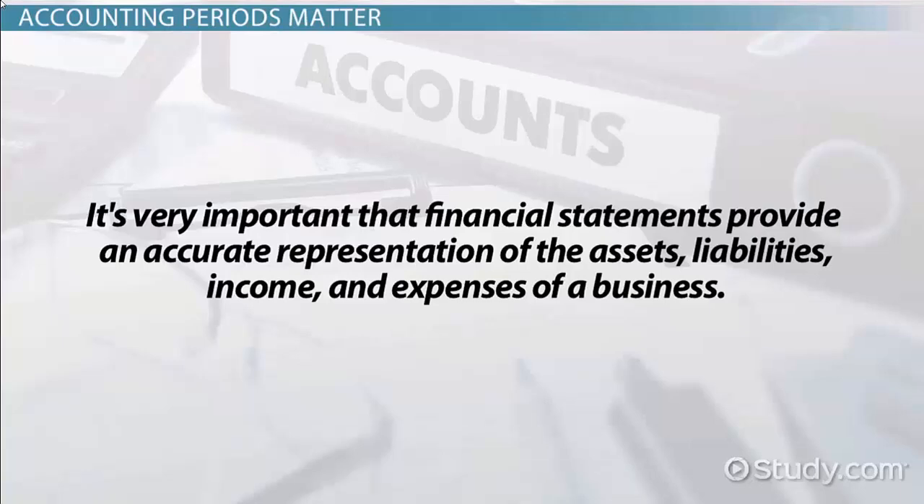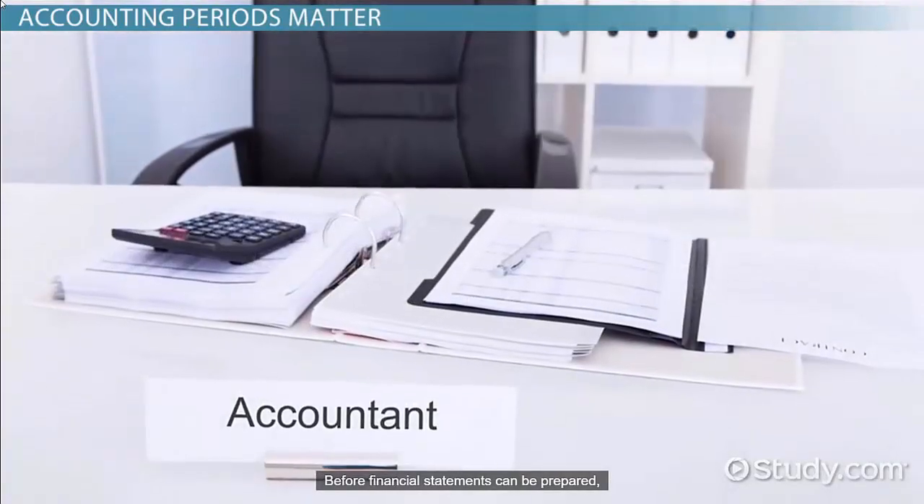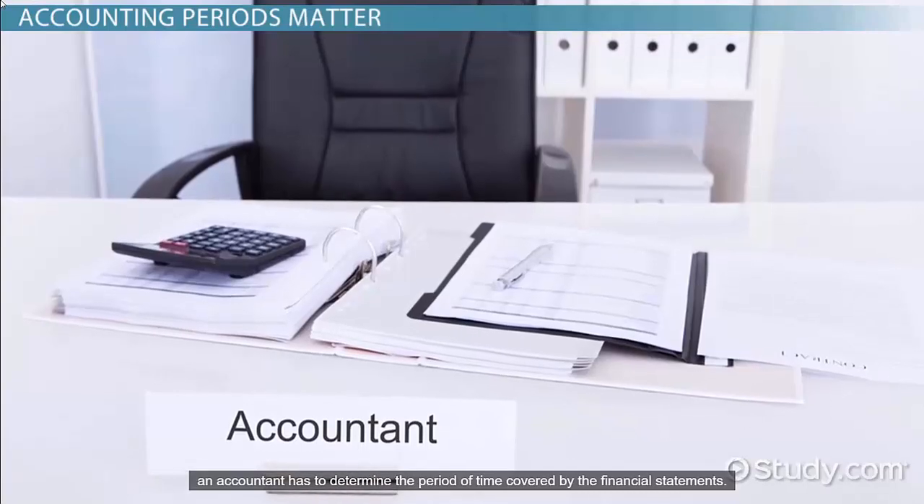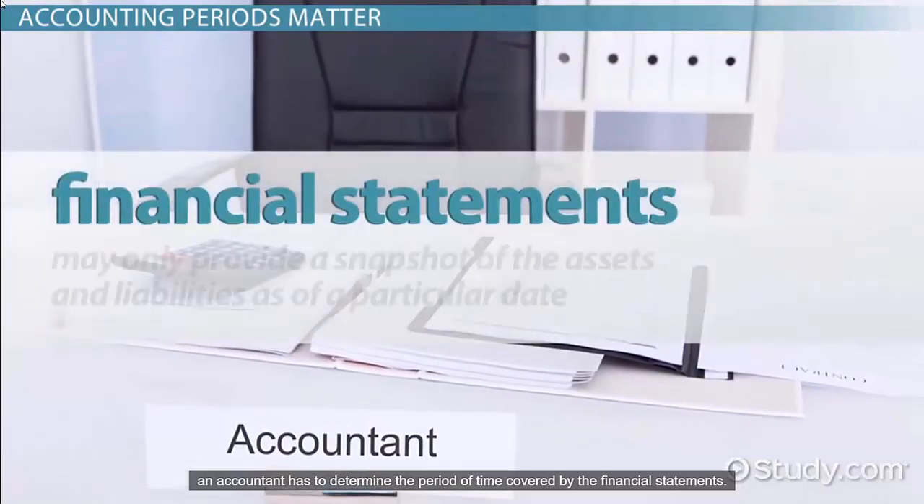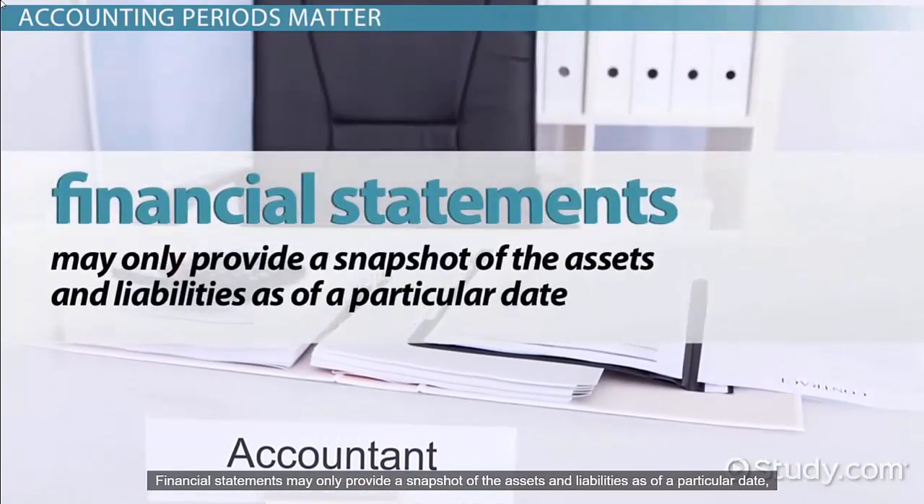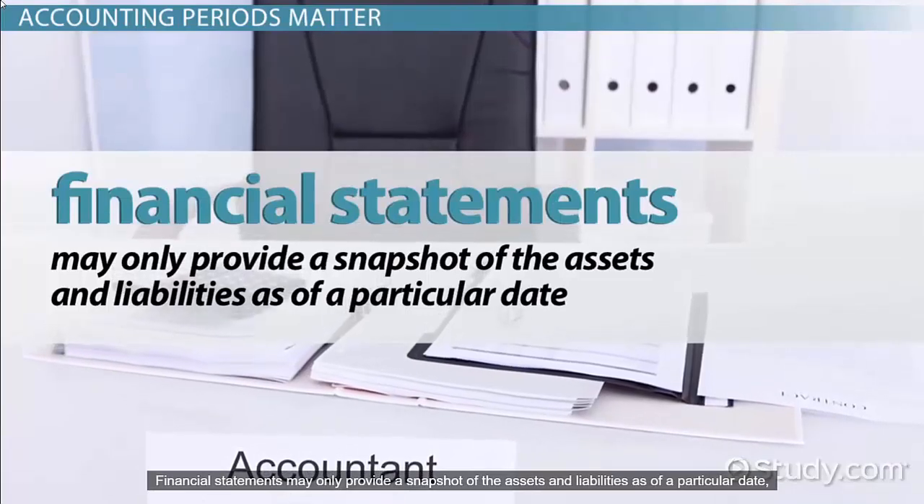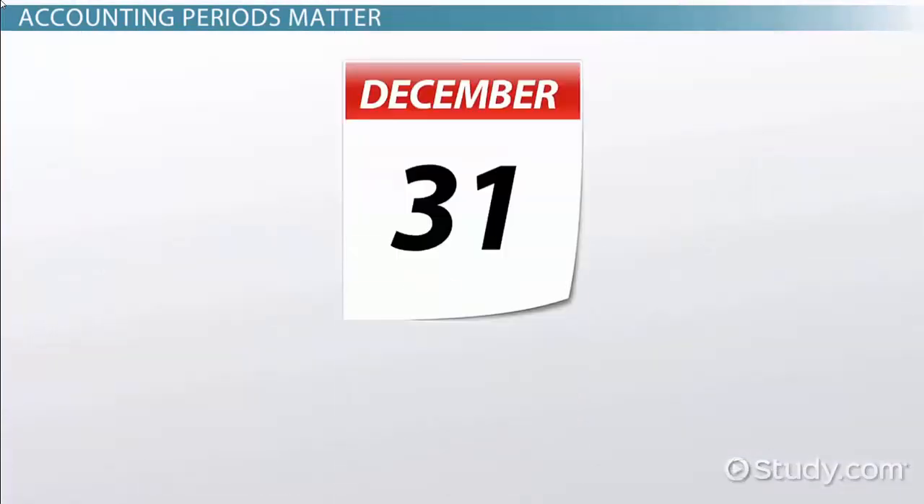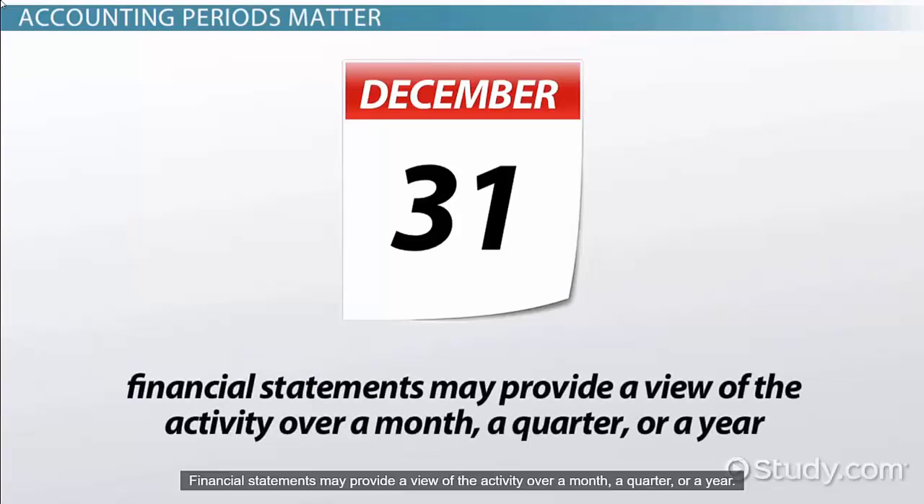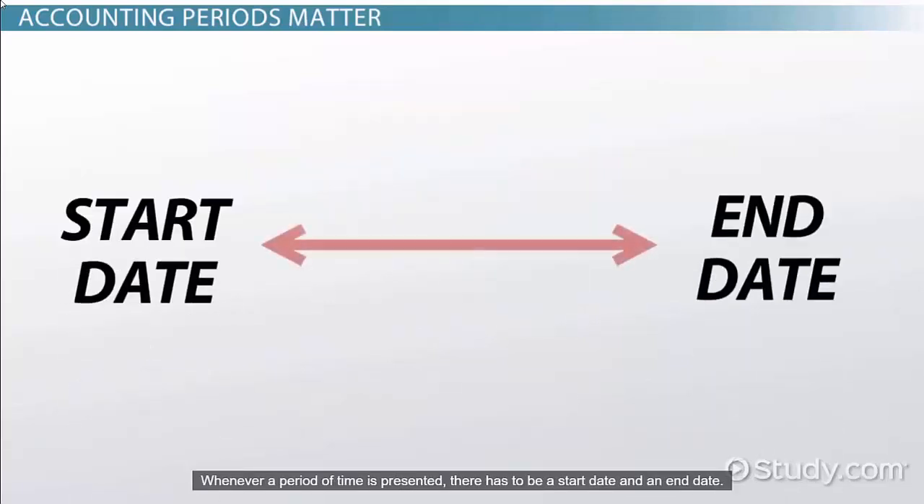Before financial statements can be prepared, an accountant has to determine the period of time covered by the financial statements. Financial statements may only provide a snapshot of the assets and liabilities as of a particular date, for example, December 31st. Financial statements may provide a view of the activity over a month, a quarter, or a year. Whenever a period of time is presented, there has to be a start date and an end date.